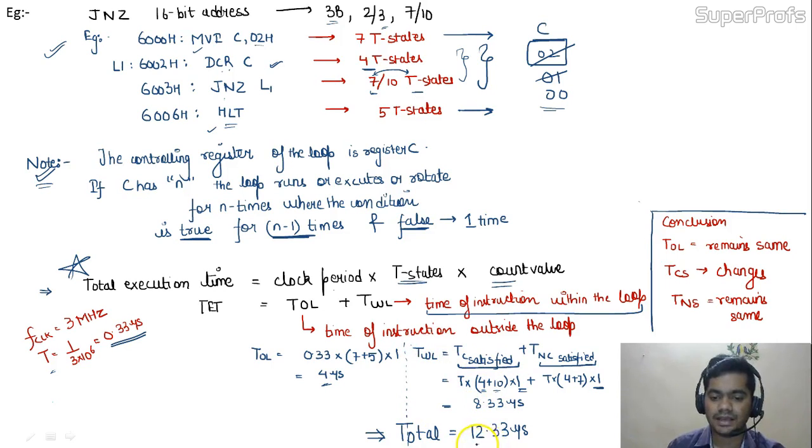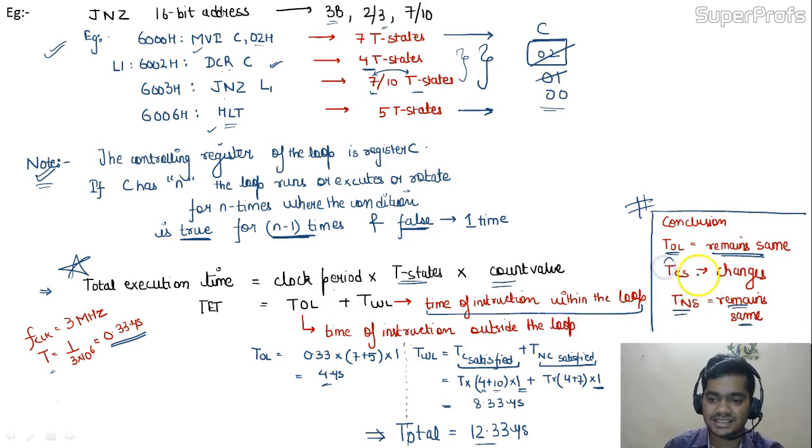So the total time executed is 12.33 microseconds. Here the count value for satisfying can be changed. It can be n minus 1 times depending on the value that is present in the controlling register. So what point we have concluded is that in the total execution time, TOL would remain same because it is outside the loop. TNS, that is the case for unsatisfying condition, would also remain same because it would be executed only one time.